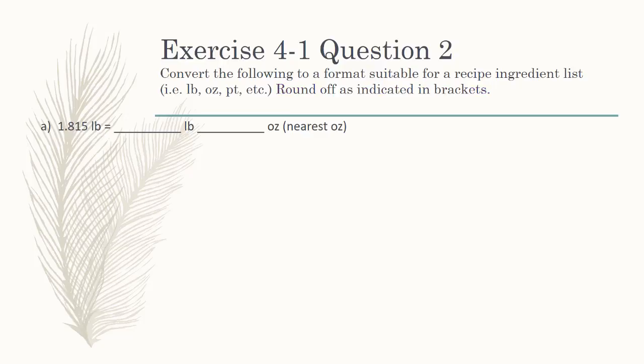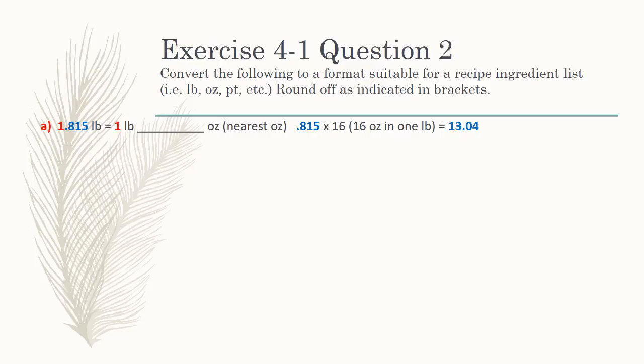So question 1, we will take 1.815 pounds, and we want to convert it to pounds and ounces, rounding it off to the nearest ounce. Just like in the other question, there's a no-brainer part. Whether we're expressing it in its decimal format or its pounds and ounces format, we are still going to have one entire whole pound. Now we need to deal with the decimal .815 pounds, and to do that, we need to know the relationship. The relationship is 16 ounces per pound.